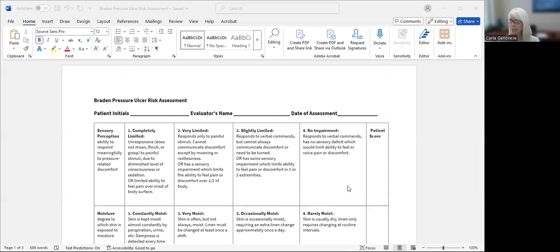On the form, you will identify the pressure injury risk of your selected patient. Next, you will identify 2 pressure injury prevention interventions needed for your selected patient. Lastly, you will discuss if any of these interventions are in place, and if so, are they working? And if not, why not?